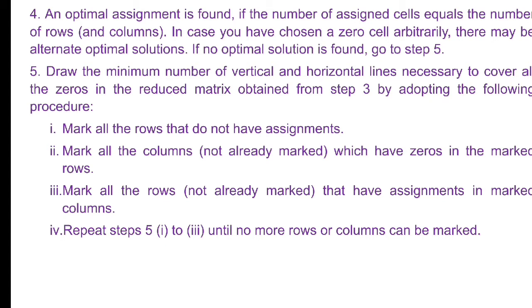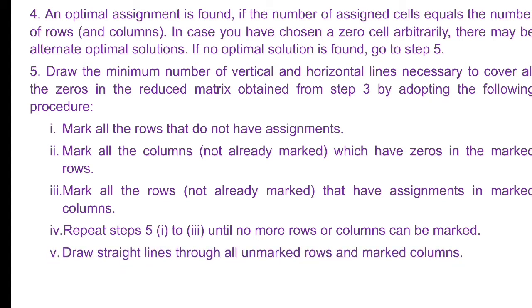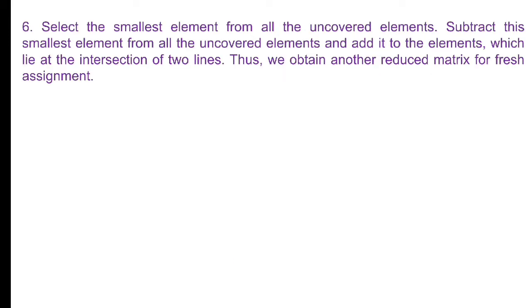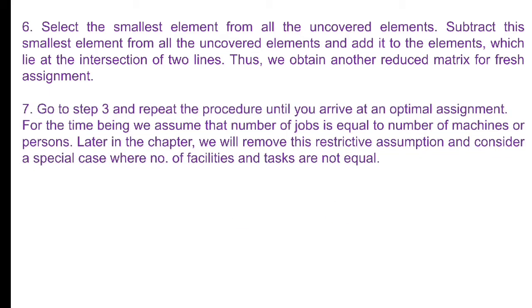This procedure could be followed. Draw straight lines through all unmarked rows and marked columns. You can also draw the minimum number of lines by the inspection method. Select the smallest element from all the uncovered elements. Subtract this smallest element from all the uncovered elements and add it to the elements which lie at the intersection of two lines. Then go to step 3 and repeat the procedure until you arrive at an optimal assignment.